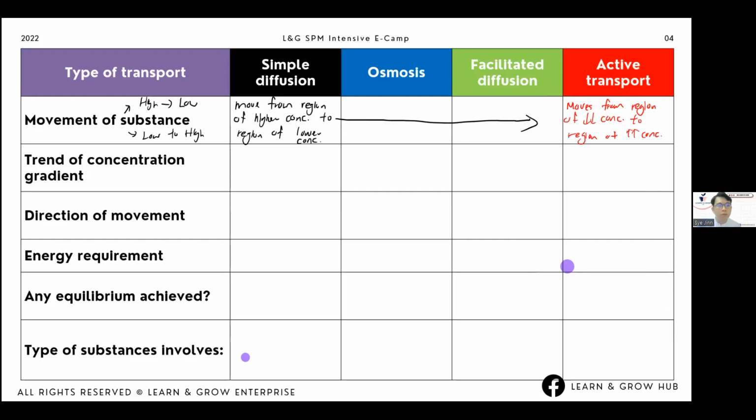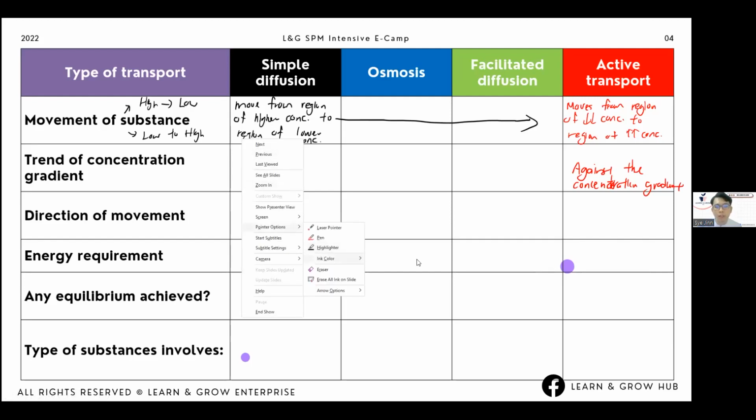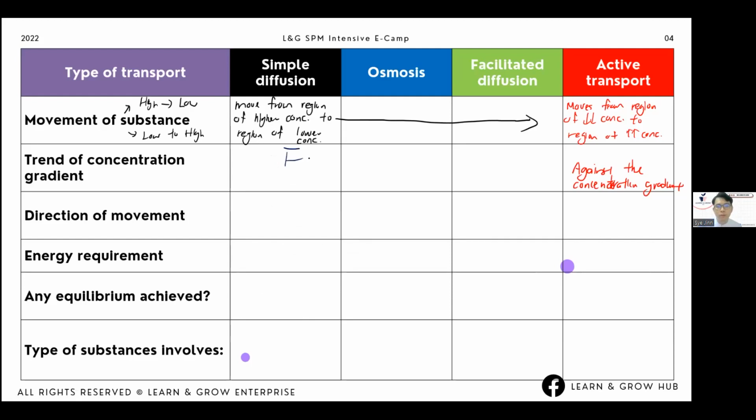So this will also apply to the trend of gradient. Only the active transport, we will say, is against the concentration gradient. For simple diffusion, osmosis, or facilitated diffusion, we will say that it follows the concentration gradient.